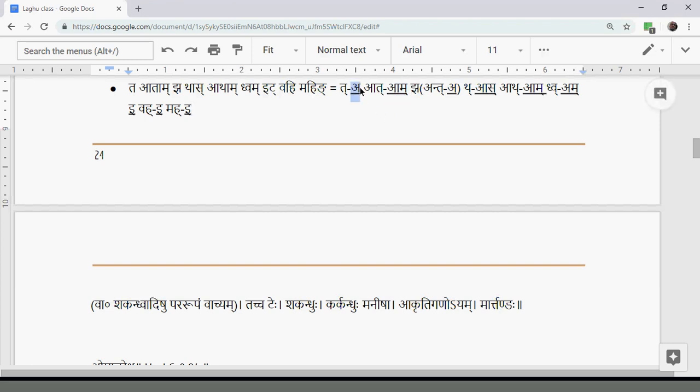A. So, Ta plus A will become Te. Here what will you get? Atam, you will get Ate. Am will be replaced by A. This entire thing will be replaced by A.